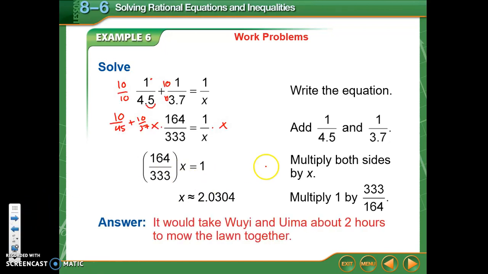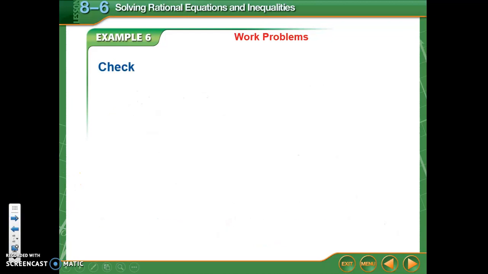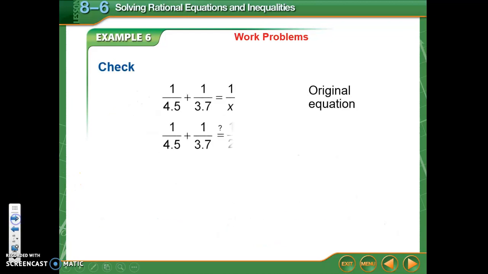2.0304. So what does that mean? It means that together it would take them about 2 hours to mow the lawn. So one of them by themselves can do it in 4.5 and the other in 3.7 hours. Together they would finish the job in about 2 hours. And if I check, again I'm estimating because I estimated that too, I do end up with something that is pretty close to 1/2, or approximately 1/2.